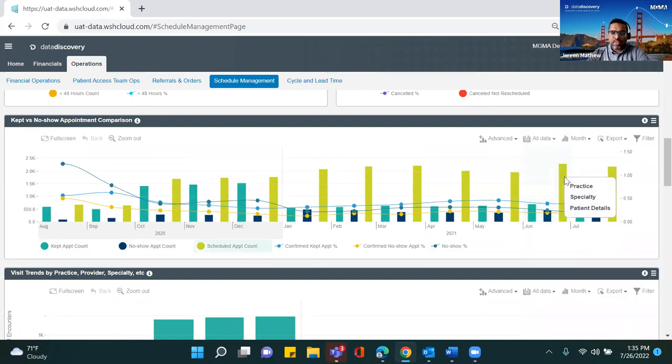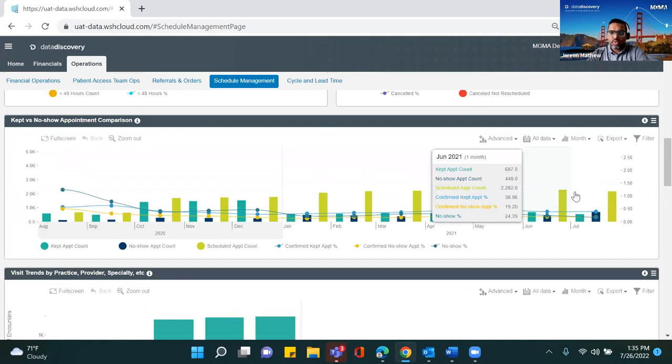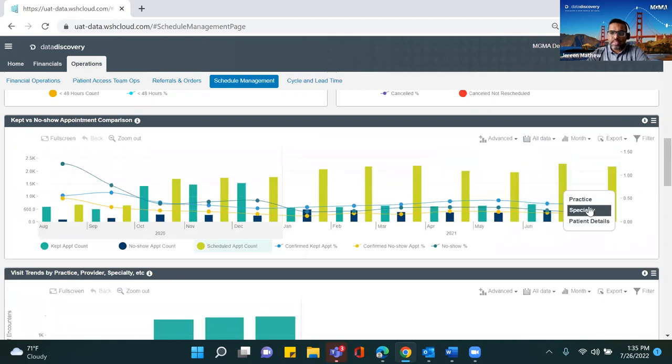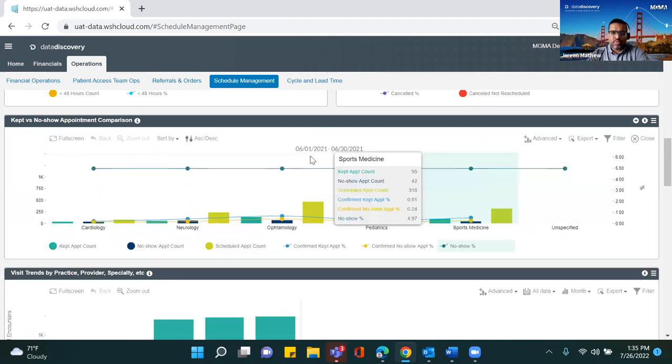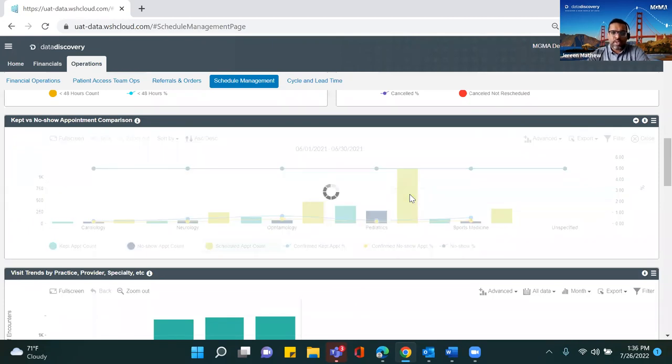But just by clicking on this, you will see options like show me the breakdown by practice. In this case, we've even broken it down and giving you some patient details. So quickly, you want to see who are the patients who did not show up. That is made available now. But if I were to go back and say, show me the specialties of that August that had the most no-shows, you get that insight very quickly.